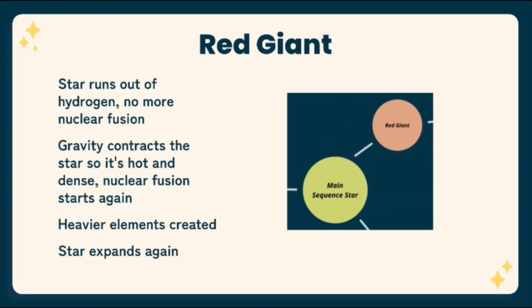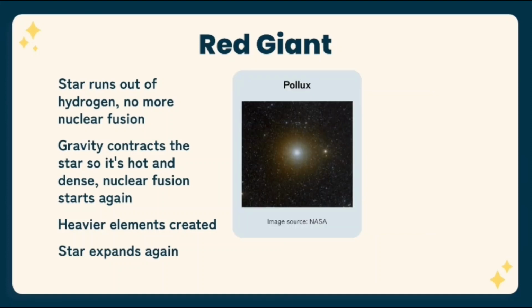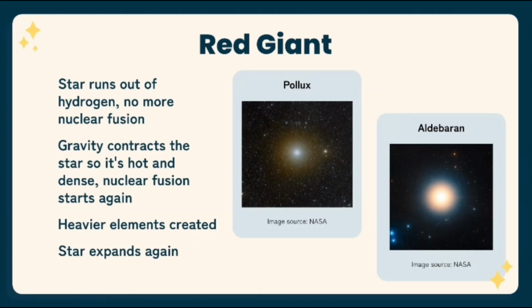In fact, the temperature would have increased so much that the helium nuclei start to fuse together to create even heavier elements, such as elements up to iron in the periodic table. The star expands to form a red giant. Current examples include Pollux, Aldebaran, and Delta Hercules.